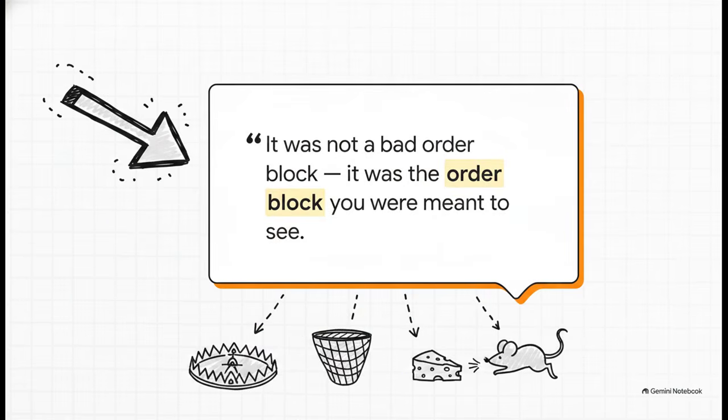I want you to really consider this realization. It was not a bad order block. It was the order block you were meant to see. Think about that for a second. That first, obvious, clean, easy to justify zone, that is exactly what makes it so dangerous. Obvious setups are so often just bait for retail traders. It feels like a fantastic trade, but it's really just a trap.